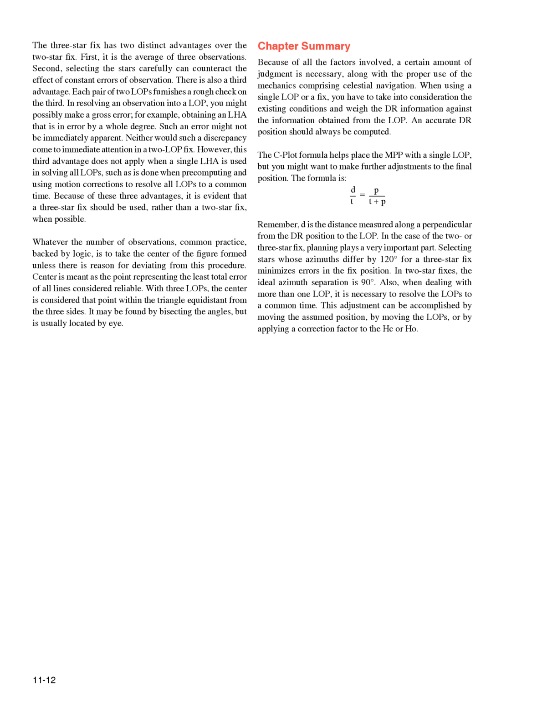First, it is the average of 3 observations. Second, selecting the stars carefully can counteract the effect of constant errors of observation. There is also a third advantage. Each pair of 2 LOPs furnishes a rough check on the third. In resolving an observation into a LOP, you might possibly make a gross error, for example, obtaining an LHA that is in error by a whole degree. Such an error might not be immediately apparent. Neither would such a discrepancy come to immediate attention in a 2-LOP fix.